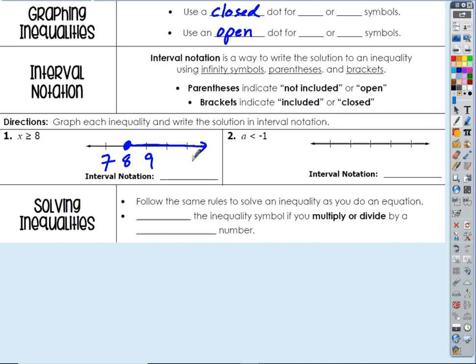There was one example. If I had a greater than or equal to, what's the other one, obviously? Okay, but what's the other instance where I'd use a closed dot for greater than or equal to, or less than or equal to? Good. And then I'd use an open one for greater than and less than. Good.